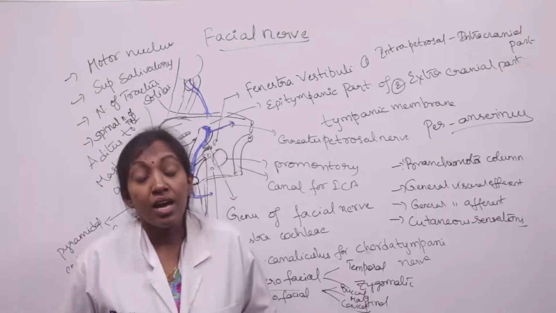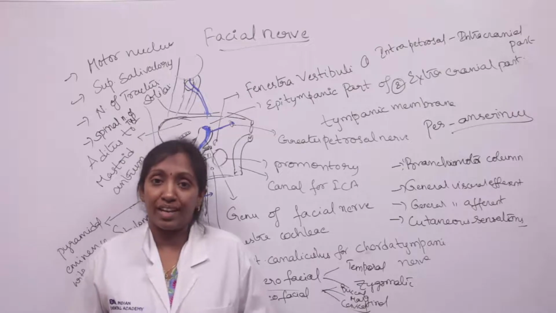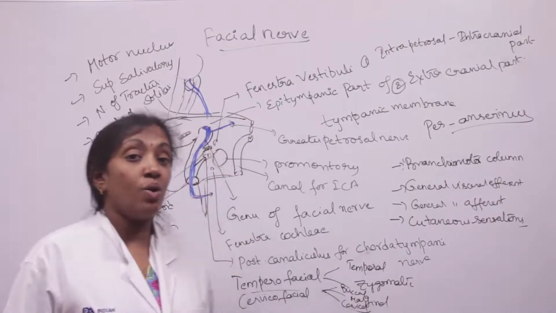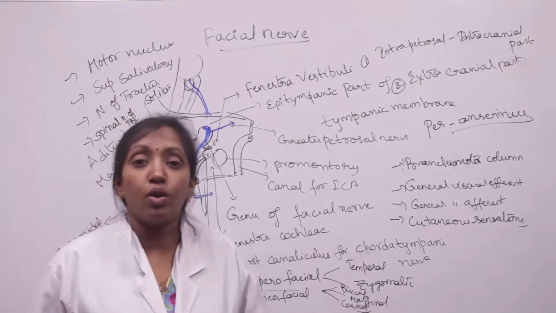And coming to the communicating branches, the facial nerve communicates with the auricular branch of the vagus nerve. It's very important. The facial nerve communicates with the auricular branch of the vagus nerve in the face, and it carries the cutaneous sensations from the concha.